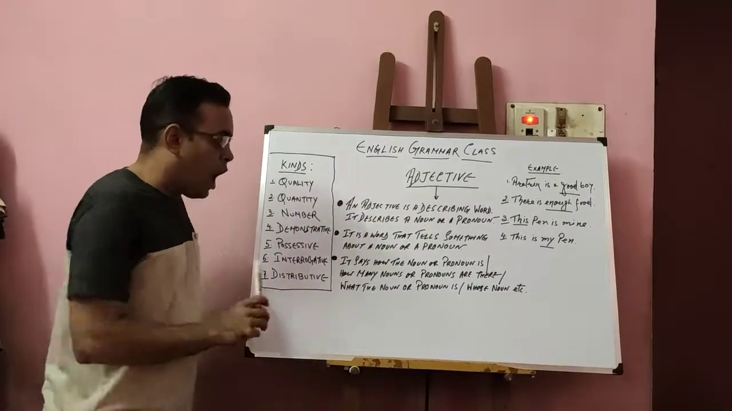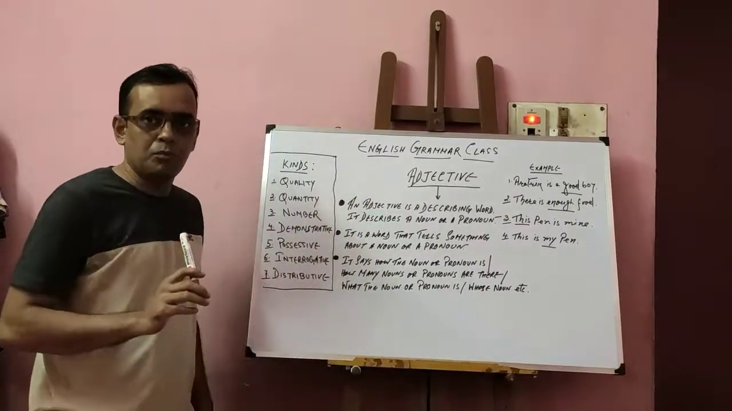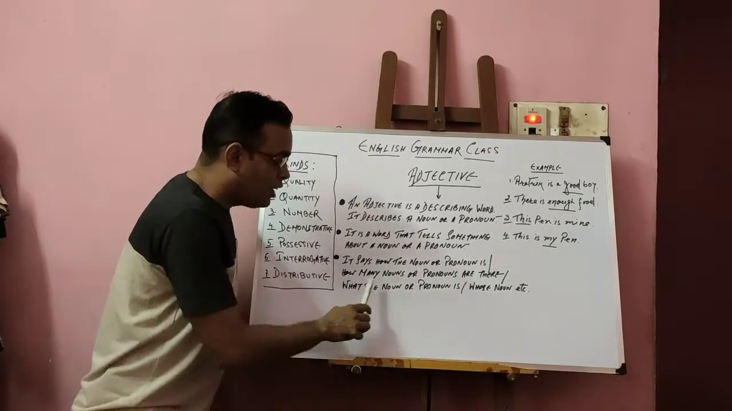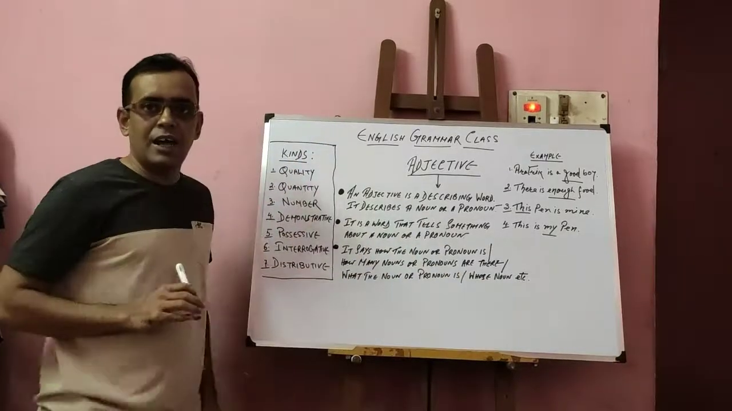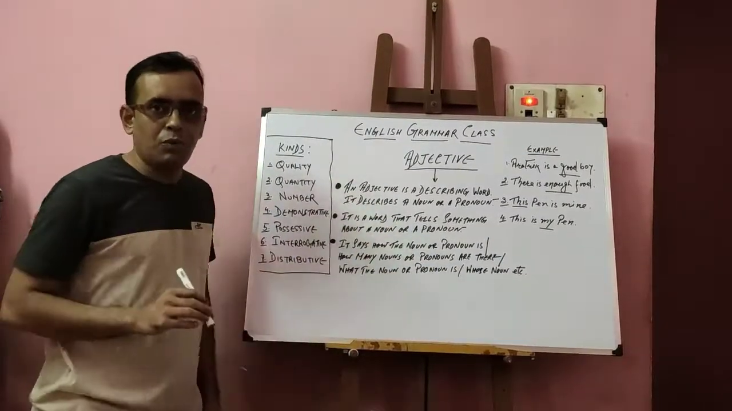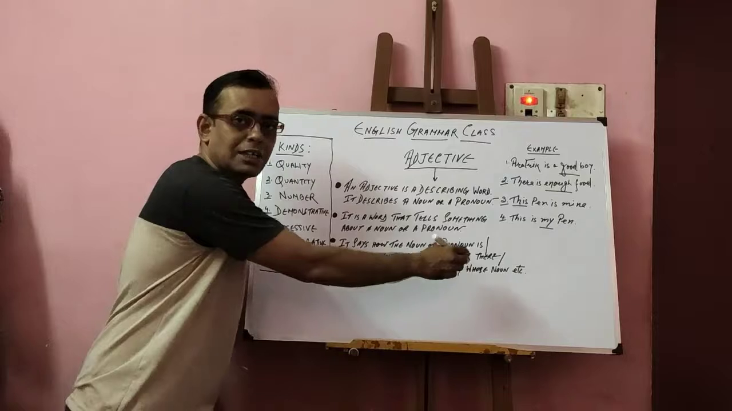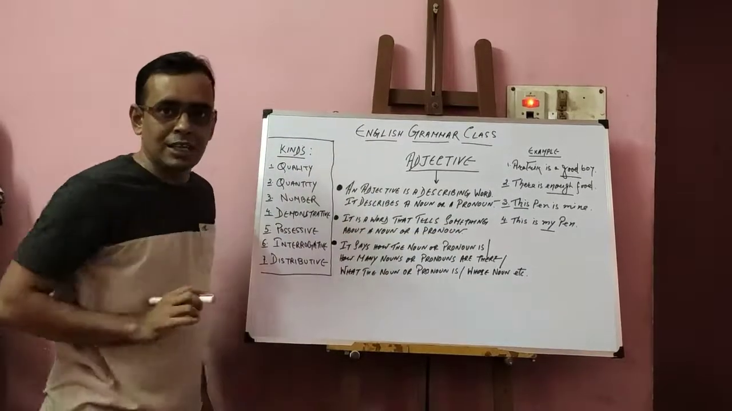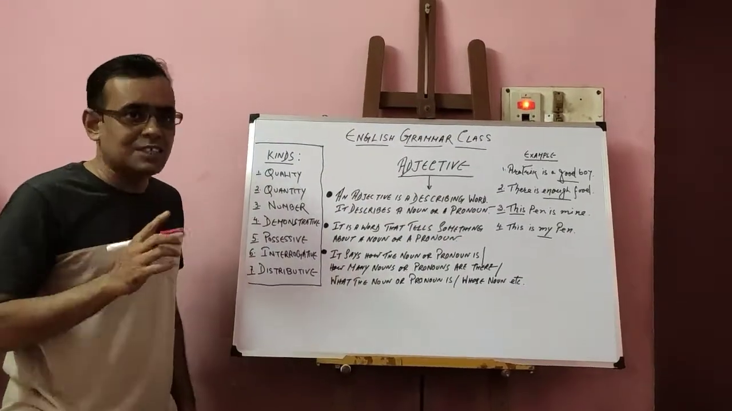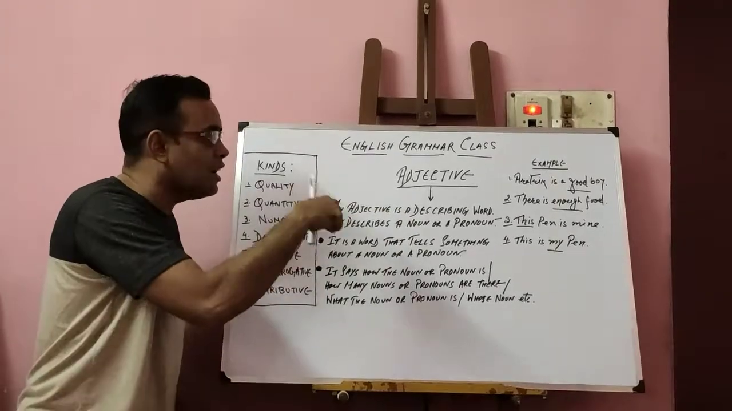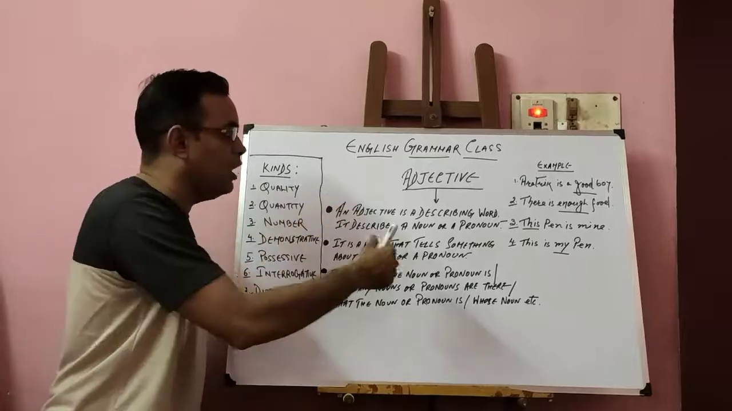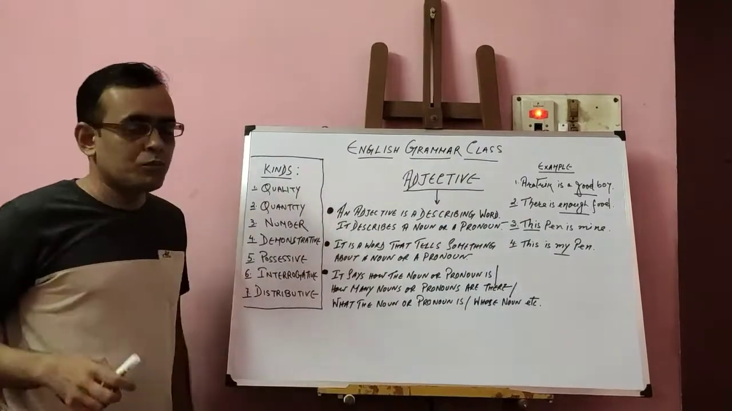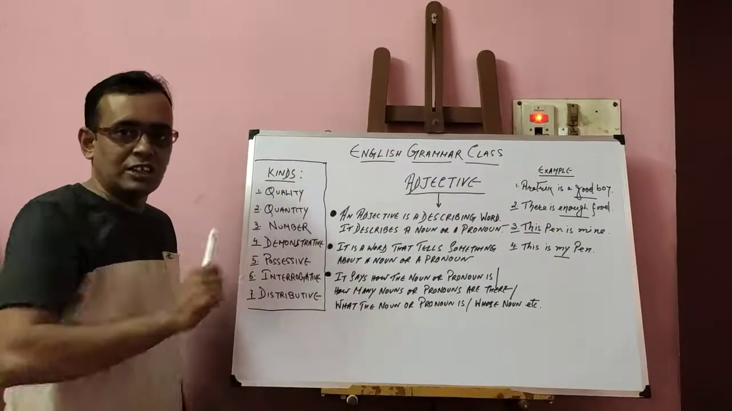So it says how the noun or pronoun is, what the noun or pronoun is, how many nouns are there, whose noun. Nouns are things. So whose things? My things. Whose bag is this? My bag. So my is an adjective, because the word my describes the noun bag. So it is called adjective.